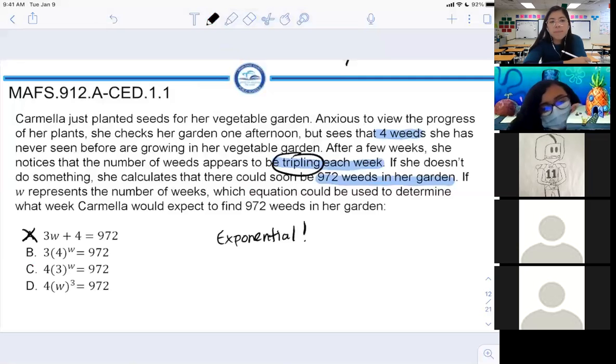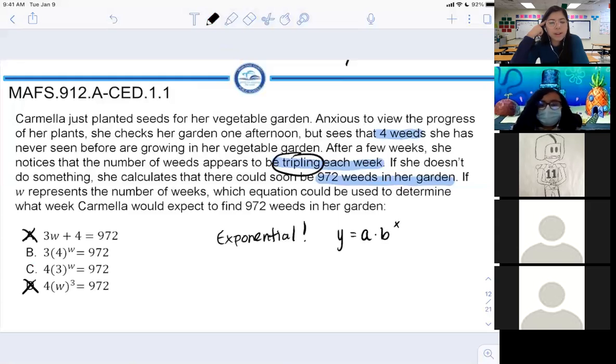I'm still going to keep B in the running because remember that exponential functions are y equals a b to the power of x. So I know that the exponent has to be a variable. So which other one can I rule out? D. Good. So I'm looking for one that has a variable in the exponent.